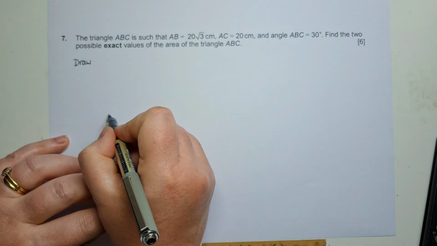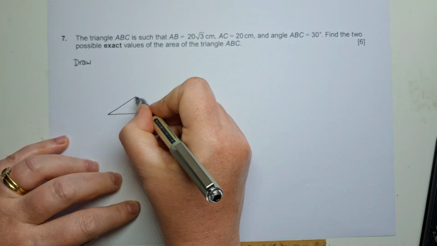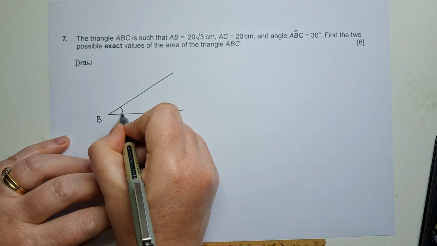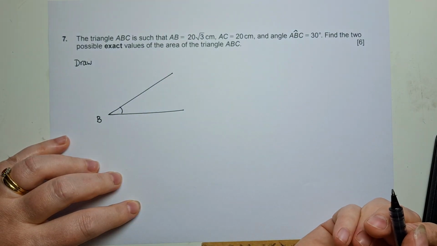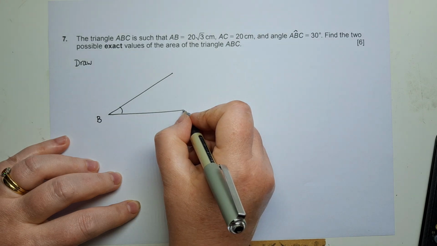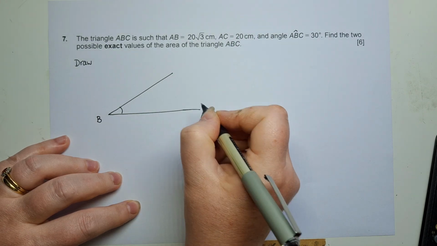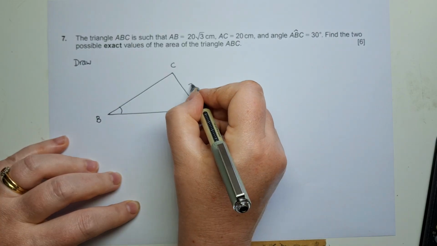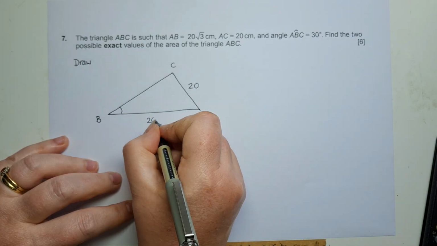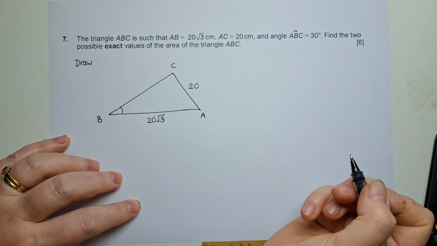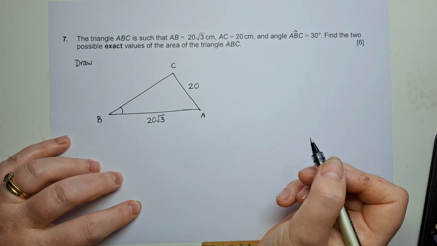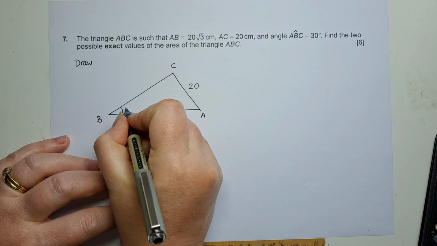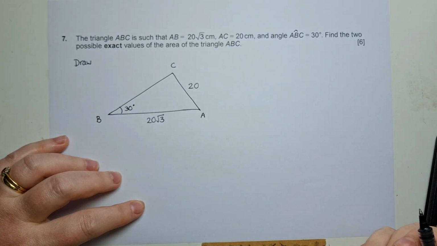Okay, let's draw something with an angle 30. So that'll do, and that's corner B. So let's label that as B. It doesn't really matter what we say is which corner after that. Let's say that's A and that's C. Okay, so A to C is 20 and A to B is 20 root 3. It doesn't have to look particularly accurate. You don't need to get your ruler and protractor out here. But we've got the information on.